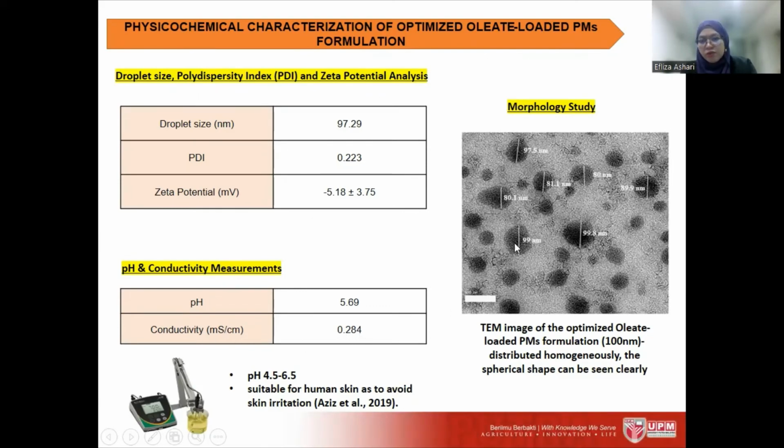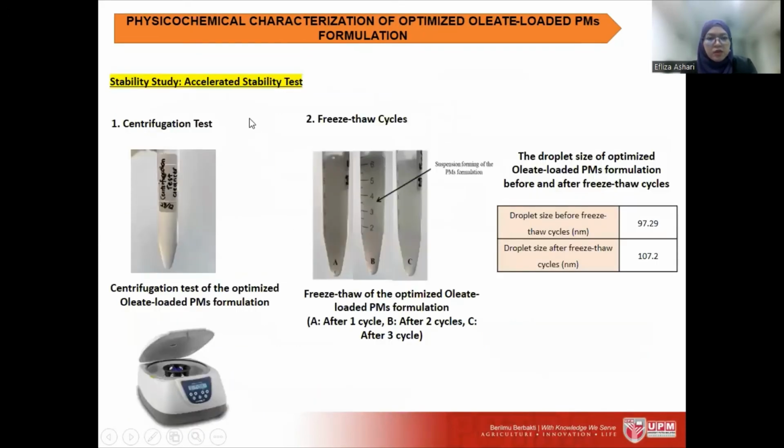And in terms of morphology study, this is the TEM image of the optimized formulation. So we can clearly see that it is distributed homogeneously and it is in spherical shape. Okay, in terms of the stability study, we have used the centrifugation test. Basically, the centrifugation test is used to forecast the shelf life of the formulation.